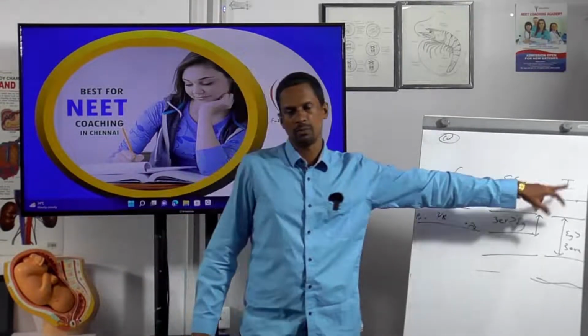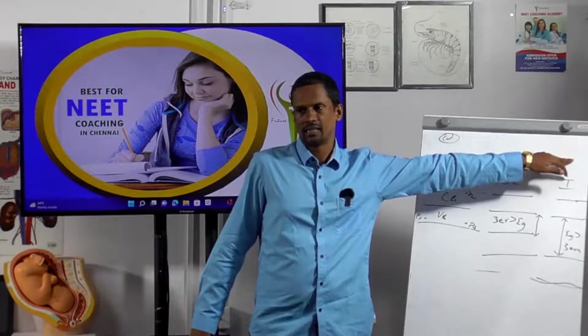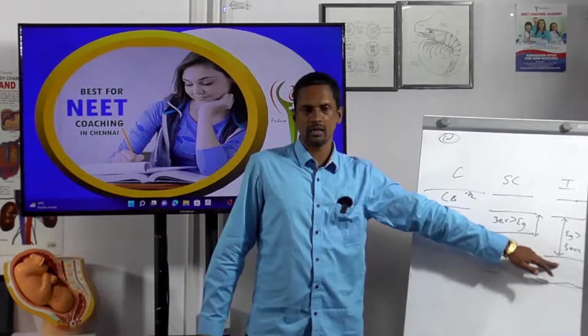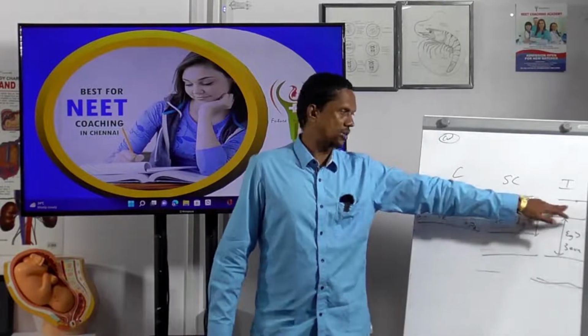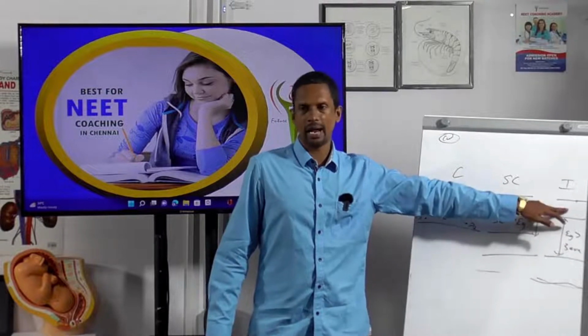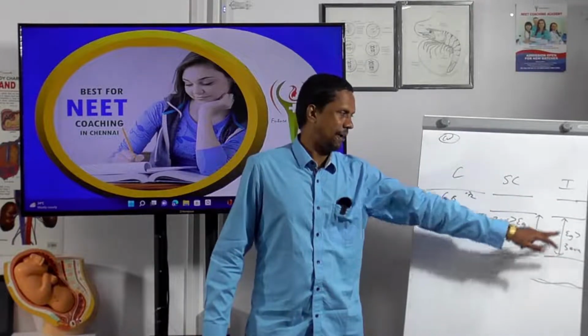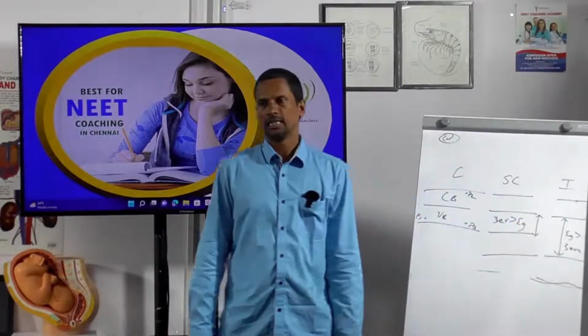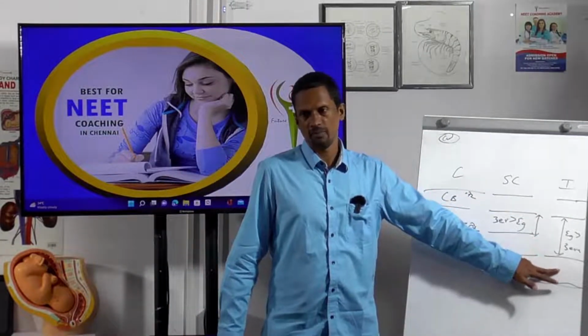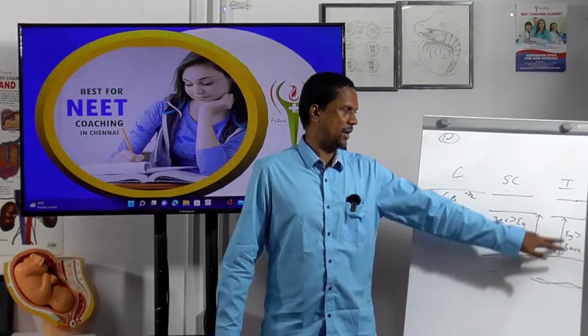What is an example of an insulator? Glass. Will it conduct current? No, it will not conduct current. Why? This one is the valence band and this one is the conduction band. The gap between them is the energy gap, and it is very high. The electron cannot jump from the valence band to the conduction band.